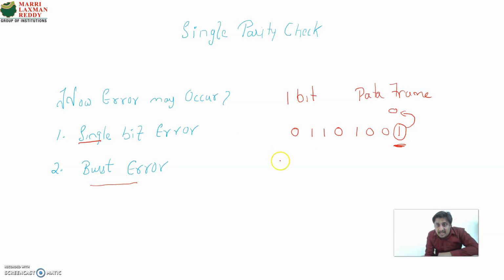What is the burst error? The burst error is if there is more than one bit change, then we call it a burst error. Now we will deal with how we detect an error by means of single parity check.